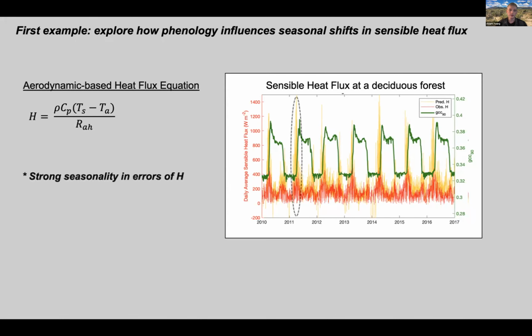And specifically, we see that they're occurring during these phenological transition periods, either during green up in the spring or senescence in the fall. Digging into this model and all its underlying components, we eventually determined that this resistance term was what's driving these large errors during these phenological transitions.